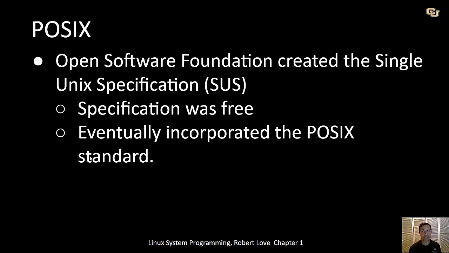The Open Software Foundation created what was called the Single Unix specification, and originally the IEEE POSIX specification cost money, but the Single Unix specification was free, and it ultimately incorporated the entire POSIX standard. So this was a big part of why POSIX was ultimately adopted, because it became part of the Single Unix specification.